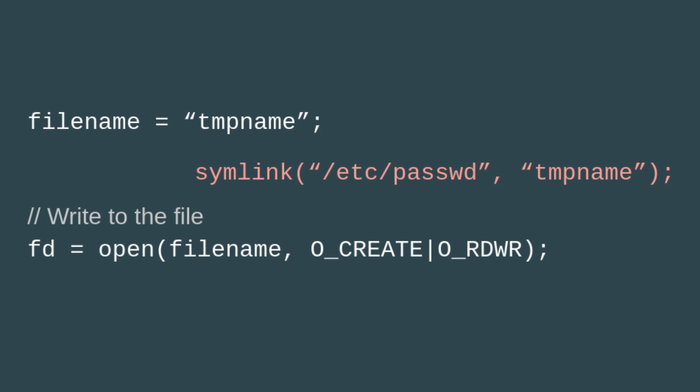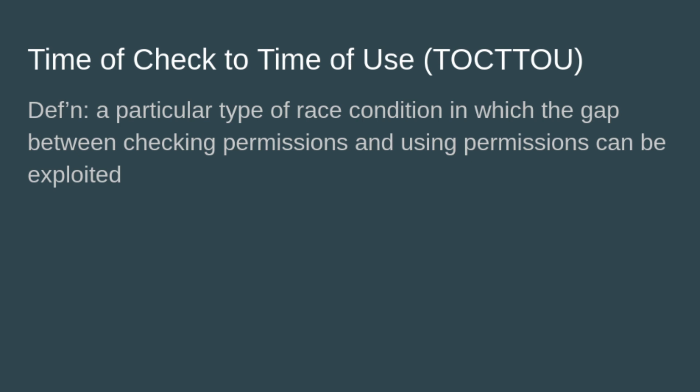The attacker's process did not have privilege to open the password file. The attacker would not have been able to open the password file for reading or for writing. The first process did have that privilege, and the attacker was able to trick that process into opening the password file for reading or writing by leveraging a race condition. A particular type of race condition in which the gap between checking permissions and using the permissions can be exploited is called a time of check to time of use attack, often abbreviated as TOCTOU.